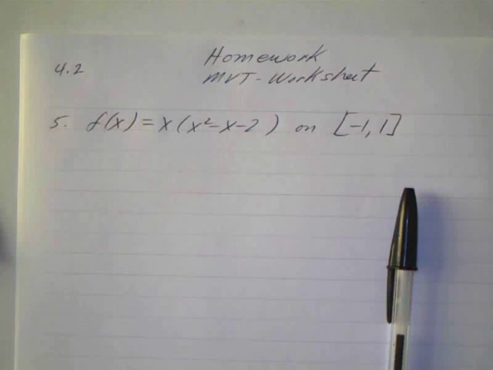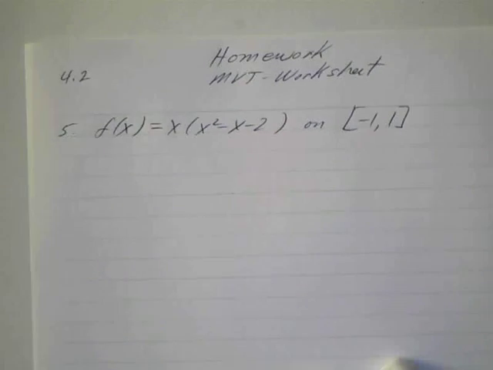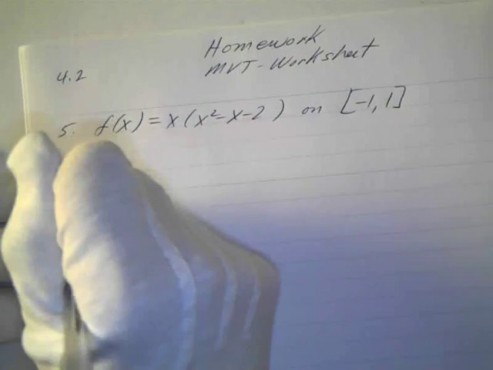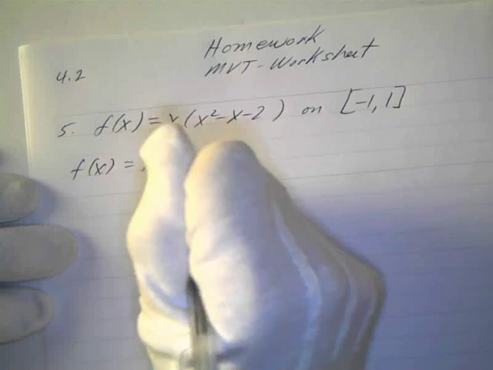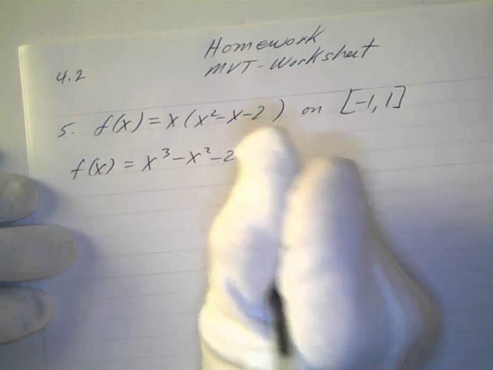This is number 5 on the mean value theorem worksheet. Our f of x equals x times (x squared minus x minus 2) on the closed interval -1 to 1. So we want to see, does it apply? Well, we can multiply this out, and that's just x cubed minus x squared minus 2x.